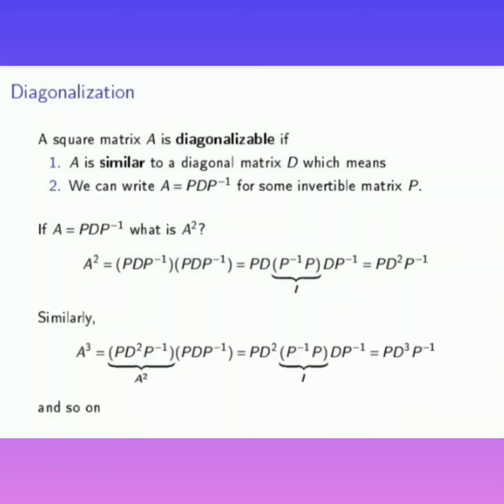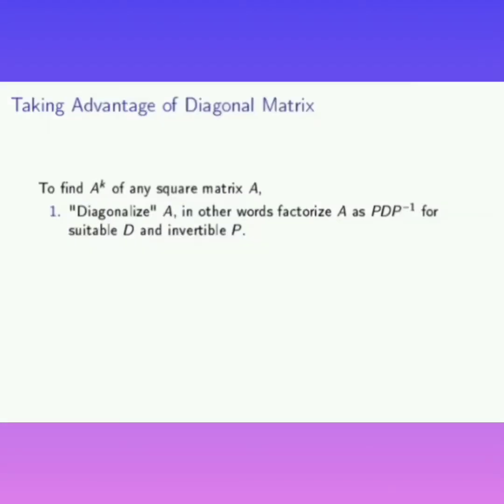Similarly, we can find A cube, that is equal to A square into P D P inverse. Here A square is equal to P D square into P inverse. Again P inverse into P is equal to I. Hence we can write A cube is equal to P D cube P inverse, and so on. For A power 4 we can write P D power 4 P inverse.